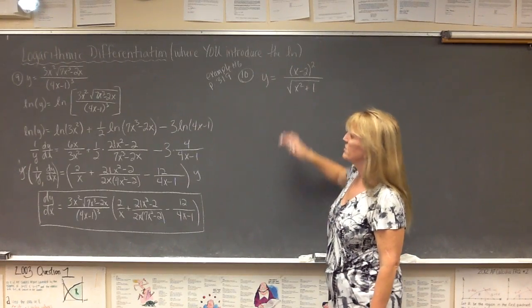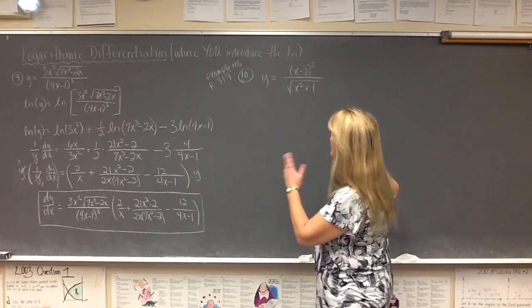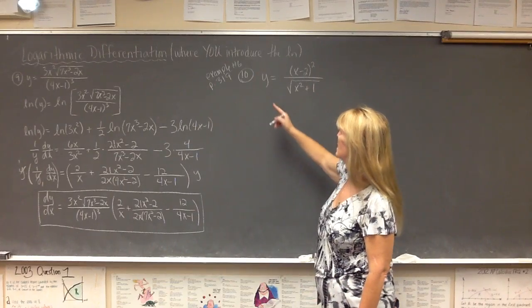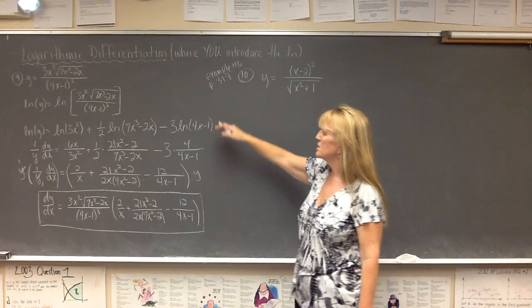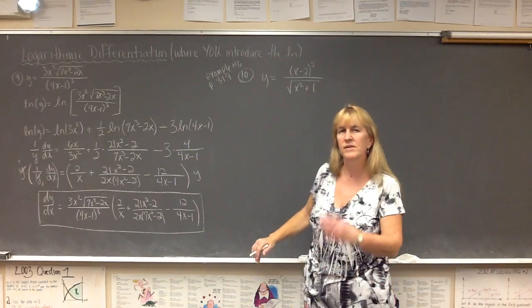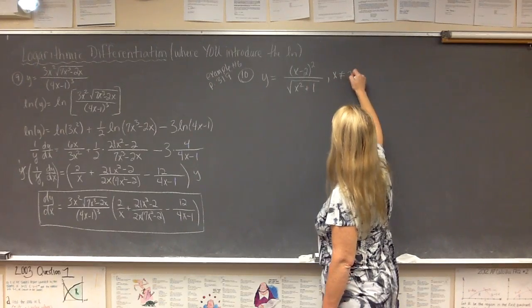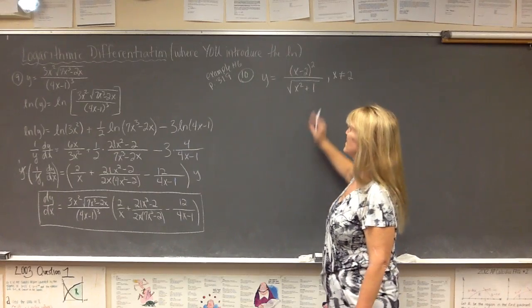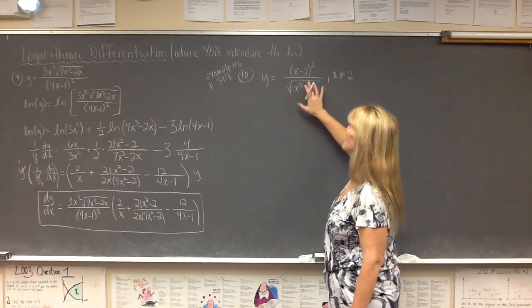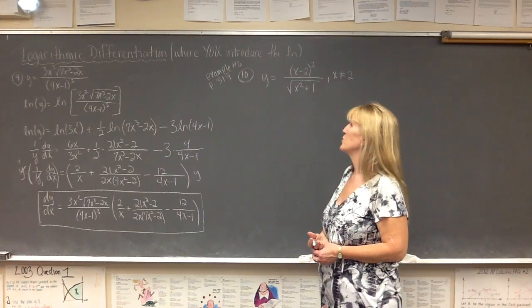So I think logarithmic differentiation would be ideal for this problem. I can apply the natural log to both sides of the equation, and then I can use my properties to break this thing up and have a bunch of little natural logs to take my derivative of, and it'll be a nice and easy problem to work. Now, in the book it says x does not equal 2. And the reason x cannot equal 2 is because this quantity is not allowed to equal 0. We'll talk about that as soon as I get my natural log brought in here.